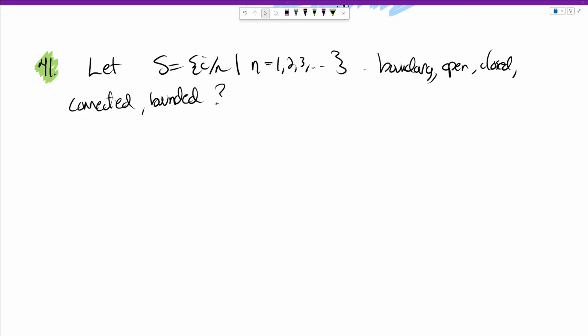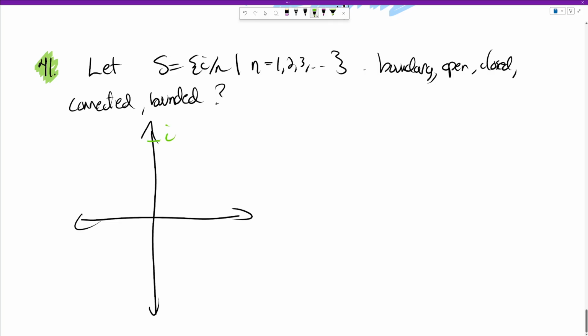So S is we take the imaginary number i, and we divide it by all natural numbers. So if we were to mark i, say up here, that will be one of them. That corresponds to i over 1. But we're also going to get i over 2, and i over 3, and i over 4, and so on. And they're going to start to get closer and closer together, and it looks like they're converging to 0, and in fact they are. It's pretty clear that the sequence i over n converges to 0, the complex number. And we want to ask what's the boundary of the set?